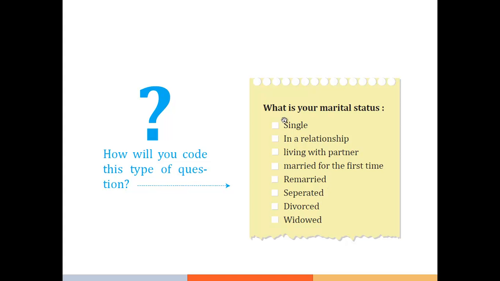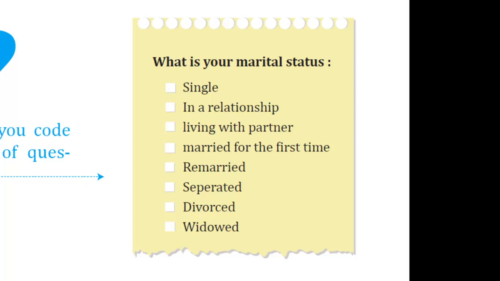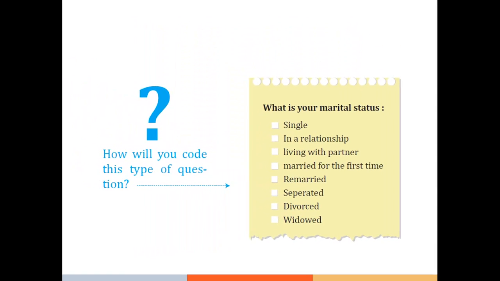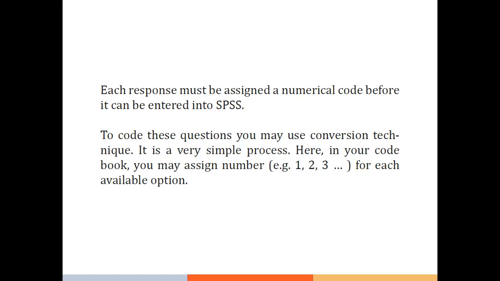Suppose in your questionnaire you have asked what is your marital status, and you have given several options which are single, in a relationship, living with partner, married for the first time, remarried, separated, divorced or widowed. Now the question is how you are going to code these options into SPSS readable format. Here we go now. Each respondent must be assigned a numerical code before it can be entered into SPSS. To code these questions, you may use conversion technique. It is a very simple process.